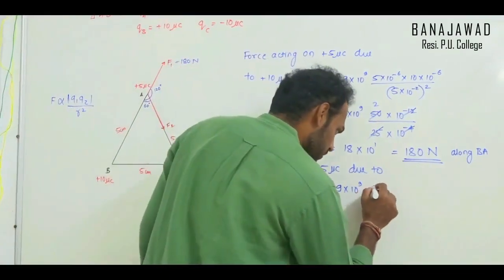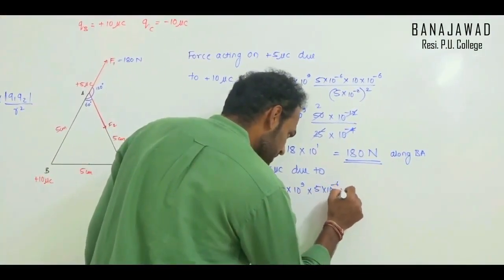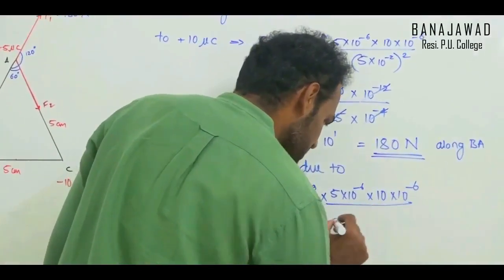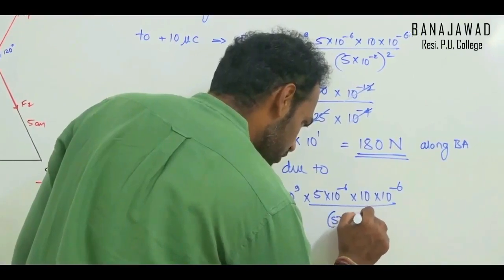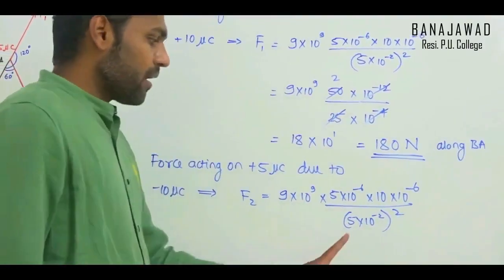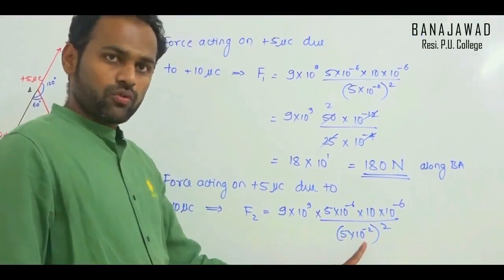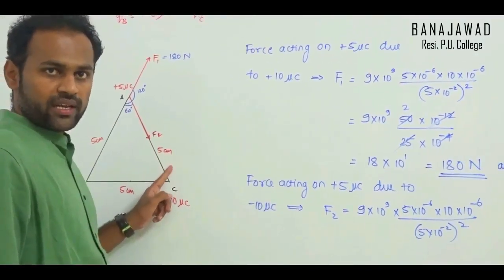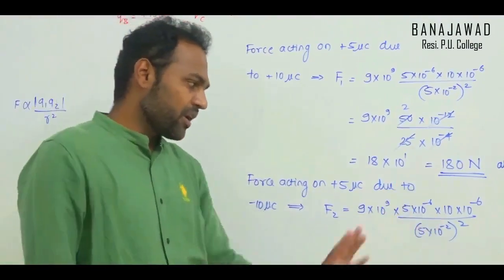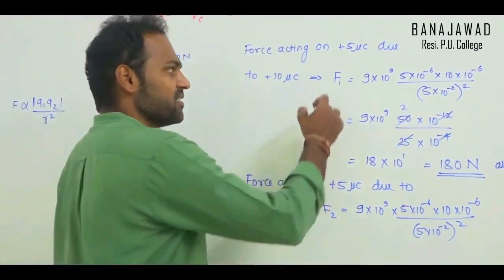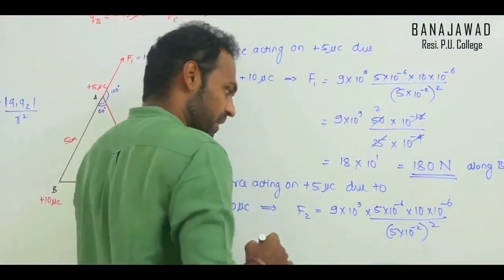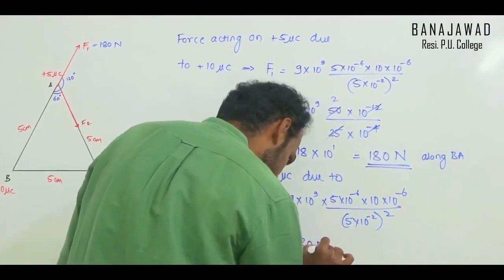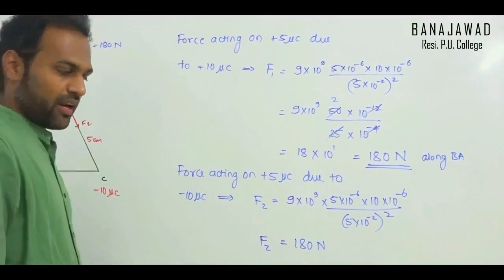So it will be 5 into 10 to the power minus 6 and 10 into 10 to the power minus 6, divided by the distance squared. The distance is 5 cm, so I take it as 5 into 10 to the power minus 2, whole square, because this one is in centimeters and we have to take it in meters. Again, it is the same thing. So the final answer is F2 equal to 180 Newton only.